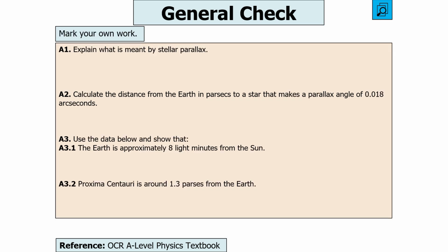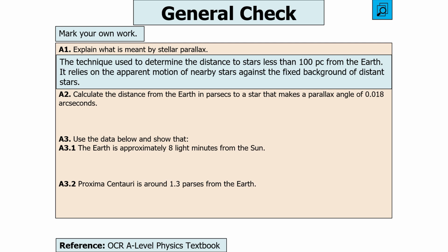Right, again, let's go to the definition of parallax. Well, it's the technique used to determine the distance to stars less than 100 parsecs away from the Earth, and it's the motion or the apparent motion of nearby stars against the fixed background of the distant stars.